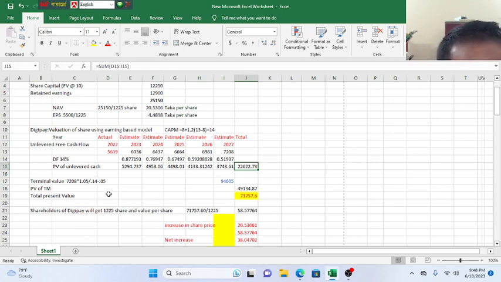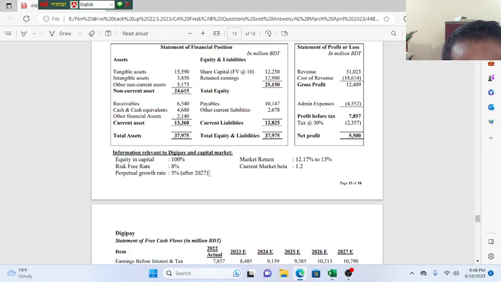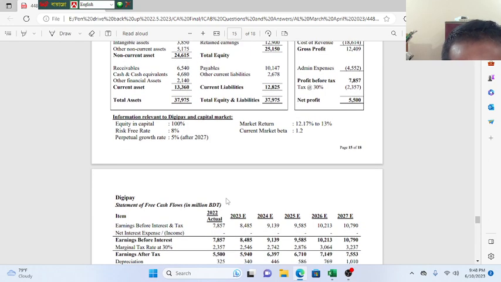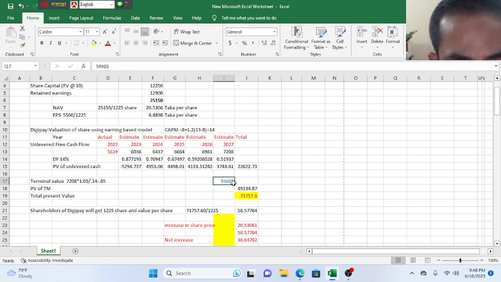22,622, and there should be a terminal value after 2027. The question is given the terminal value, the 5% perpetuity. You must calculate perpetuity after 2027. This is uncertain although, but we have to calculate for having good judgment. Present value of terminal value, this 94,000 is multiplied with 0.51, this is present value, and present value of terminal value is 49,134. So there is a present value and another present value.